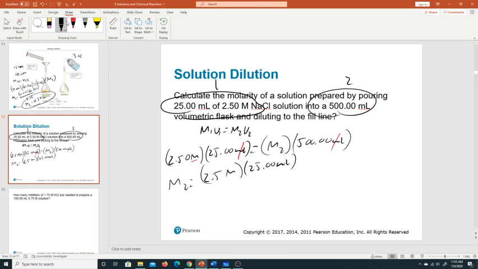.25 milliliters. Now we'll just divide that by 500.00 milliliters. So notice milliliters cancel out, giving it just molar. So 2.5 times 25, divide that by 500. Check sig figs: 4 sig figs, 3 sig figs, 5 sig figs. Go by the smallest, which is 3 sig figs. So 0.125 molar solution.